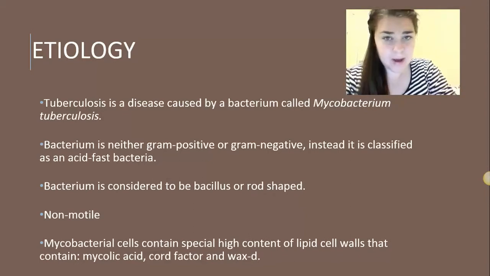Mycolic acid helps protect the bacteria. Cord factor is a glycolipid molecule found in the cell wall. It is the primary lipid found on the exterior of the cells. Wax-D also gives the cell an even larger concentration of lipids.